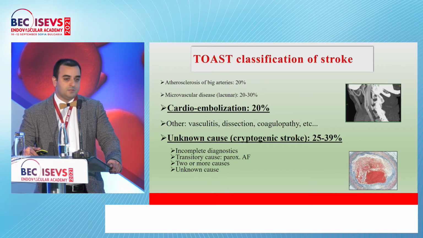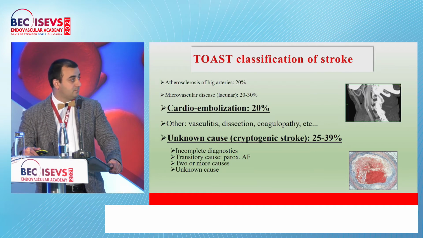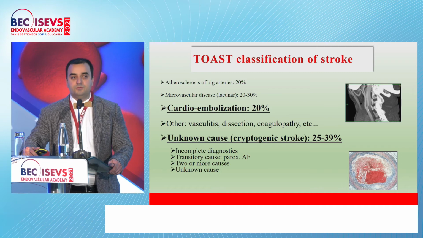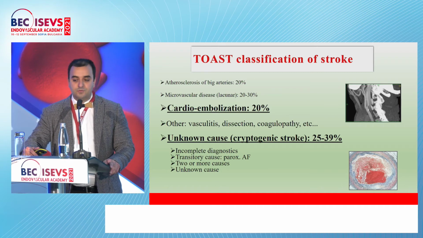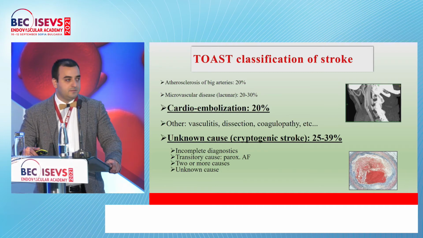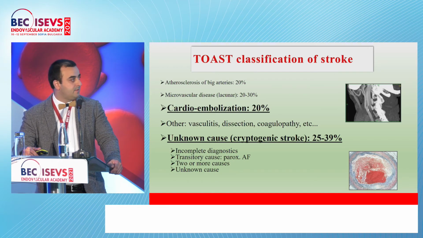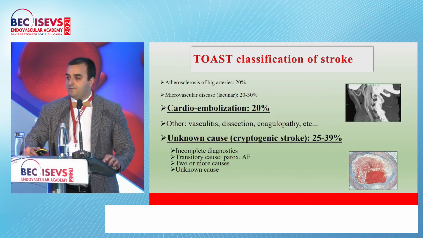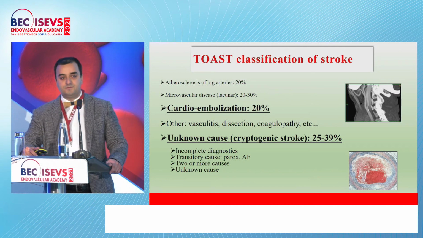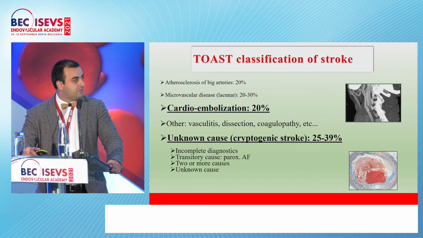And what's the problem with the cryptogenic stroke? Sometimes we don't know how to find the reason for stroke, and we have incomplete diagnostics. Sometimes the cause is not persistent. We have, for example, paroxysmal atrial fibrillation, or we have 2 or more causes for the stroke.